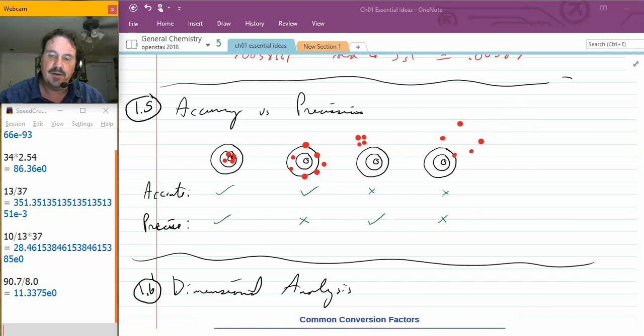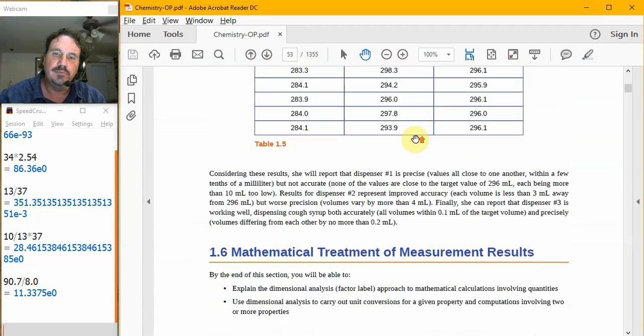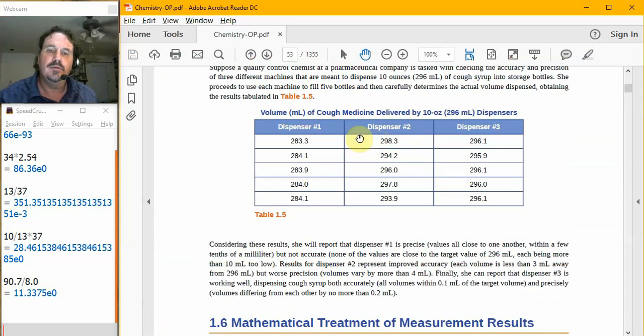The book has some data here I'd like to take a look at as an example. Here we're looking at volume of cough medicine delivered by a 10-ounce dispenser. Okay, so it's supposed to deliver 10 ounces, or in other words 296 milliliters. That would be the true value. That's what we're aiming at. That's what we want. 296 milliliters. Dispenser 1, what did it do? 283.3, 284, 283, 284, 284.